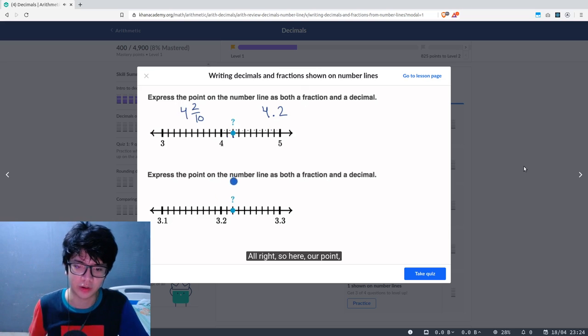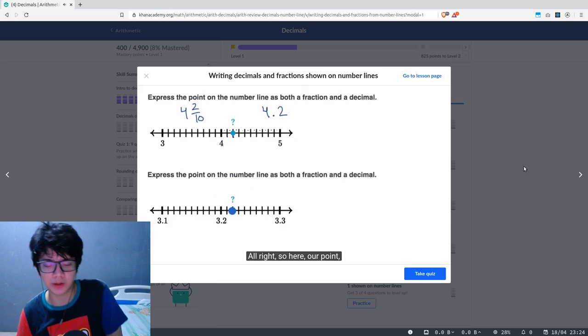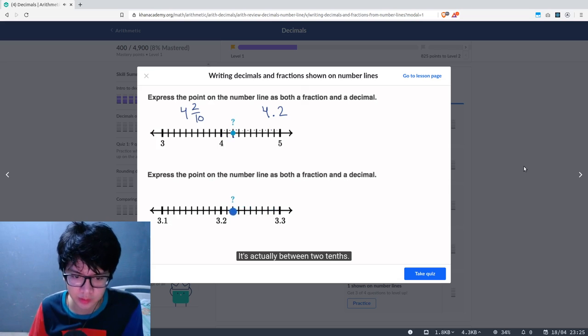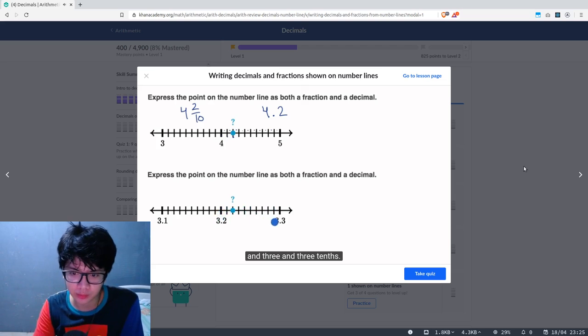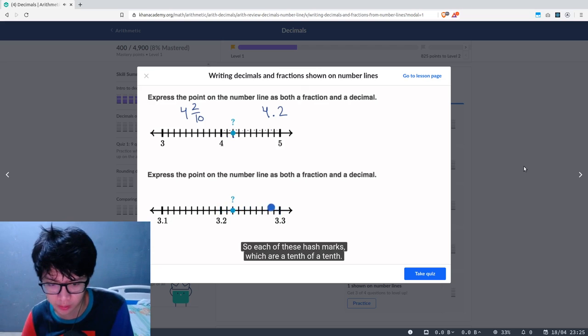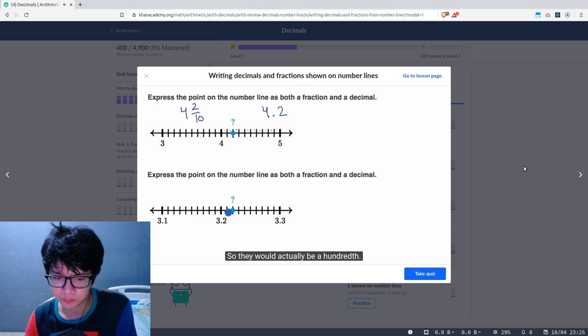All right. So here, our point is not between two whole numbers. It's actually between two tenths. We're between 3 and 2 tenths and 3 and 3 tenths. So each of these hash marks, which are a tenth of a tenth, would actually be a hundredth.